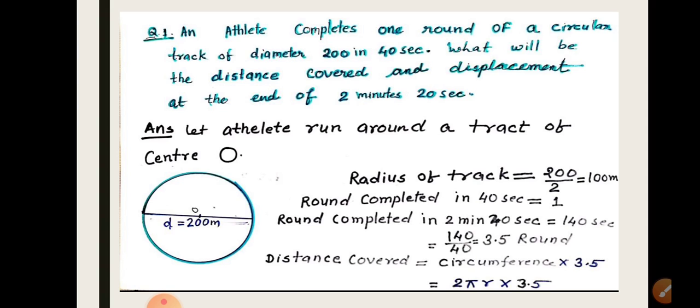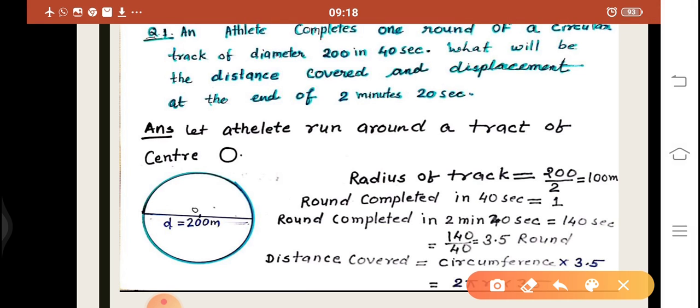Now, 2 minutes 20 seconds. One round takes 40 seconds. The radius of the track will be 100. Why? Diameter is 200, so 200 divided by 2 is 100. One round is completed in 40 seconds. 2 minutes 20 seconds is 120 seconds plus 20 seconds, 140 seconds. So he makes one round in 40 seconds, and in 140 seconds he will make 3.5 rounds.